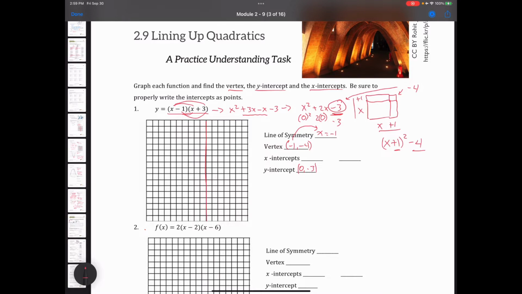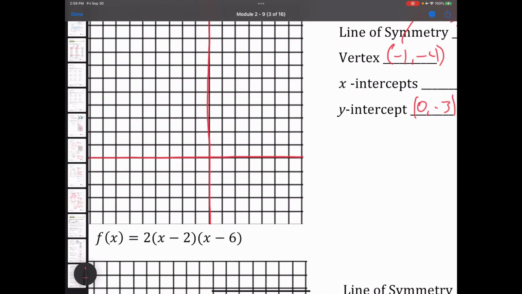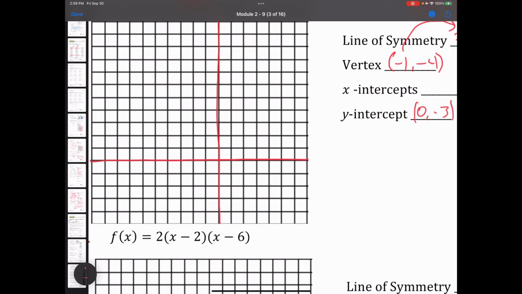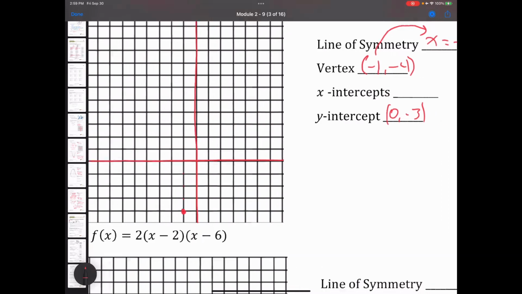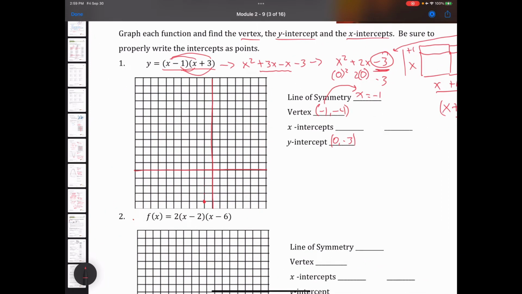So I'm going to just pick axes right about here and then plot the vertex at negative 1, negative 4, right here. And then as I do, I will go from the vertex over 1 and up 1, because 1 squared is 1, then over 2 and up 4, because 2 squared is 4. Also, I've noticed I have no stretch on this. Over 3 up 9, because 3 squared is 9. And here is my parabola.